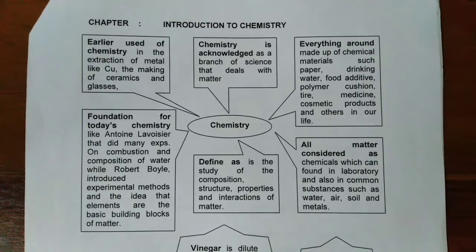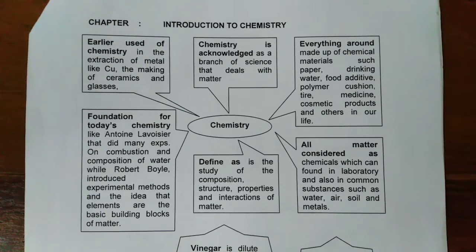Number 3, we need to know chemistry-related careers and their jobs. Number 4, we need to know examples of chemical-based industries and their manufacture or their product. Number 5, we need to know the contribution of chemical-based industries to our country. And the last one, steps in the scientific method.